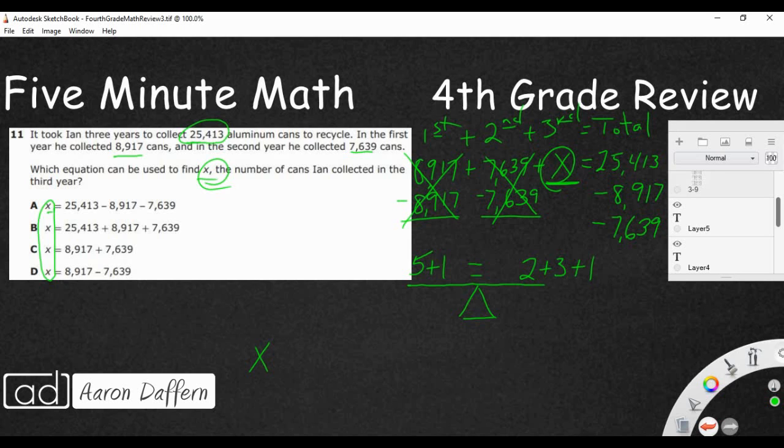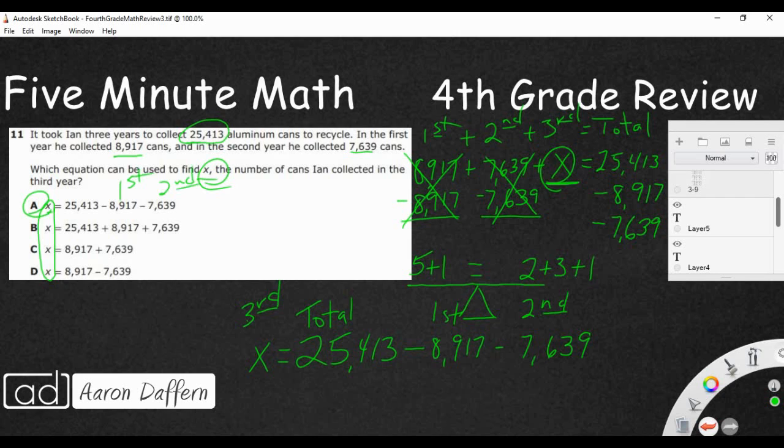So if I write it so it's not vertical, I'm going to take my total, because this is our third year. So in this case it's going to be big 25,413. Then I take away my first year. That's going to be 8,917. Then if I take away my second year, that's going to be 7,639. If I take away my first and my second year from that total, I'm going to be left with my third year. And so what we have here is 25,413, and then we minus the first and the second year. And that's going to get us our answer of our missing third year. So the answer is going to be A.